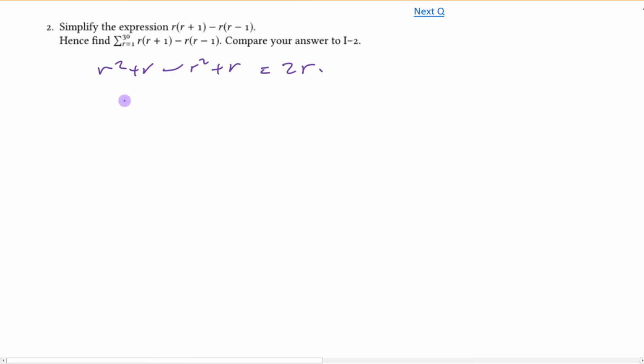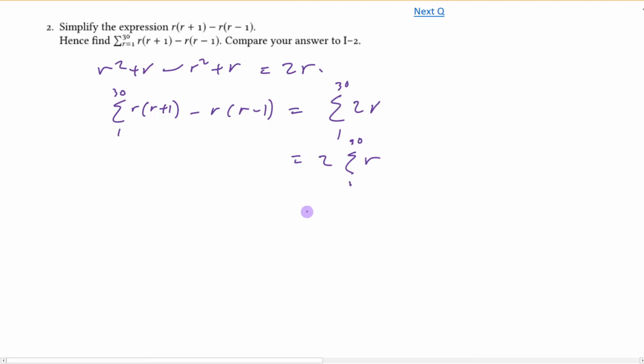So we can sum from 1 to 30 r(r plus 1) minus r(r minus 1), and that will be equal to the sum of 2r from 1 to 30, which equals 2 times the sum from 1 to 30 of r. And we know the formula for the sum of the integers from 1 to n.